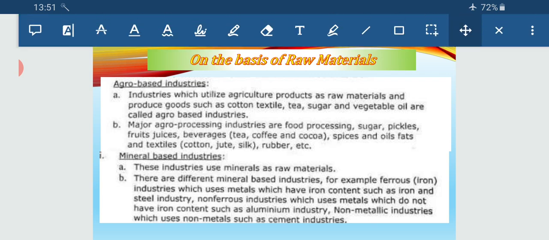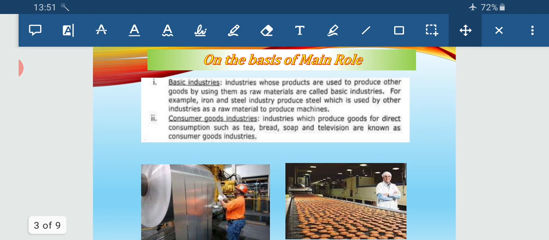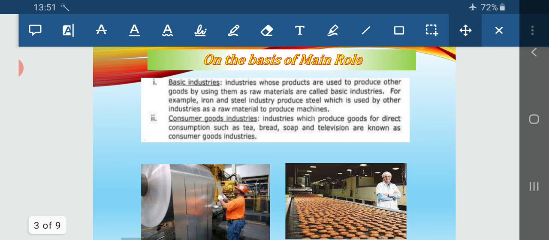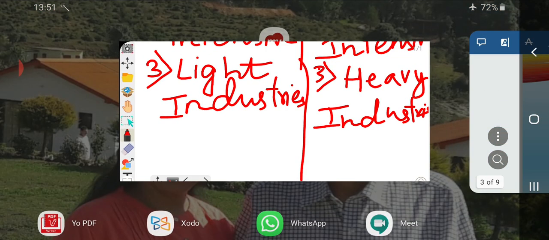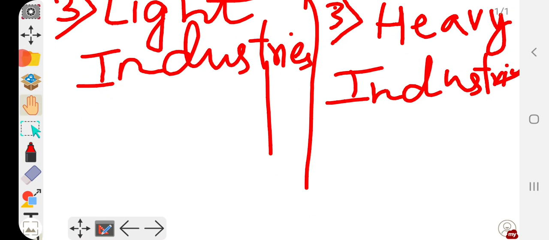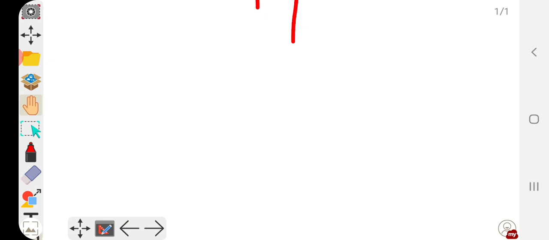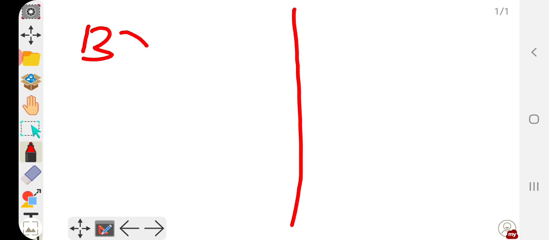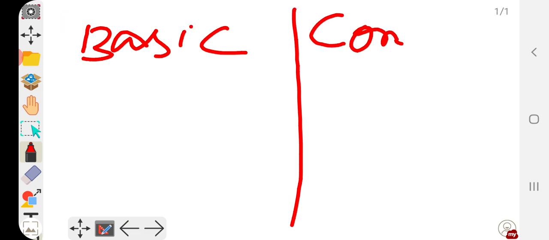Now let us move to the second category on the basis of the main role. Now on the basis of the main role, what is the point of difference? Let us move to the whiteboard. The point of difference for the second classification, that is on the basis of the main role, we are having 2. Number 1, basic industries, and number 2, consumer industry.